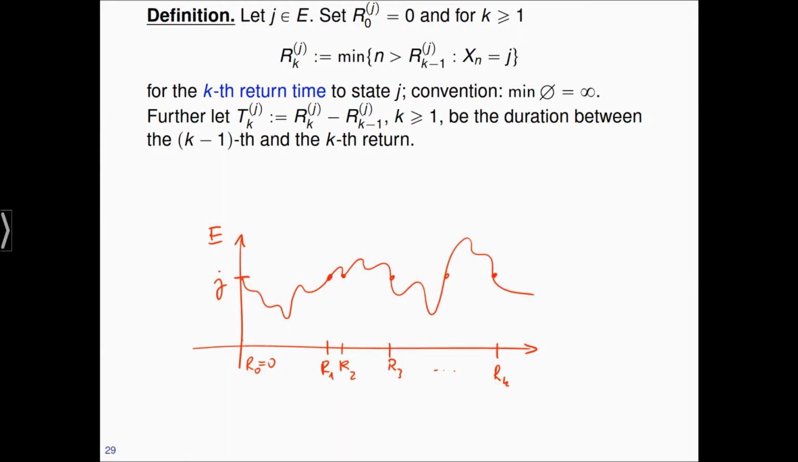Furthermore, we need the following notation. We call the differences between the R's T. So Tk is Rk minus Rk-1. This first thing here is T1. I leave off the j because we fixed the state j anyway. And this is T2, and this difference is T3, and so on. These are the times between the visits to j, and you can call this the length of the excursion away from j.